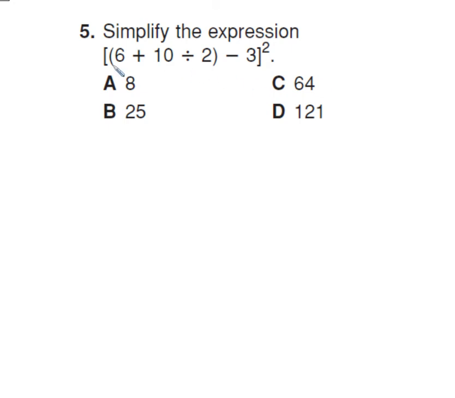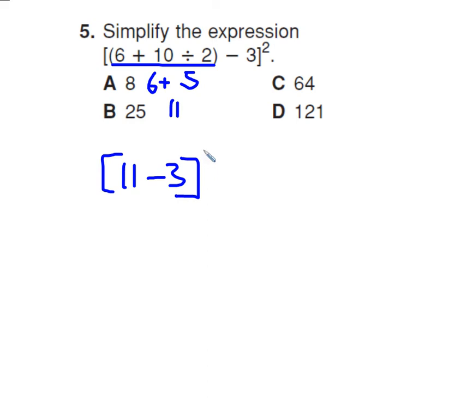So within the parentheses, we follow the rule of please excuse my dear Aunt Sally. Parentheses, exponents, multiplication, division, addition, subtraction. So we do the 10 divided by 5 first, and that's 5. And then we do the 6 plus 5, and we get 11. So now we have 11 minus 3, and that's in brackets, or parentheses, to the 2nd power.